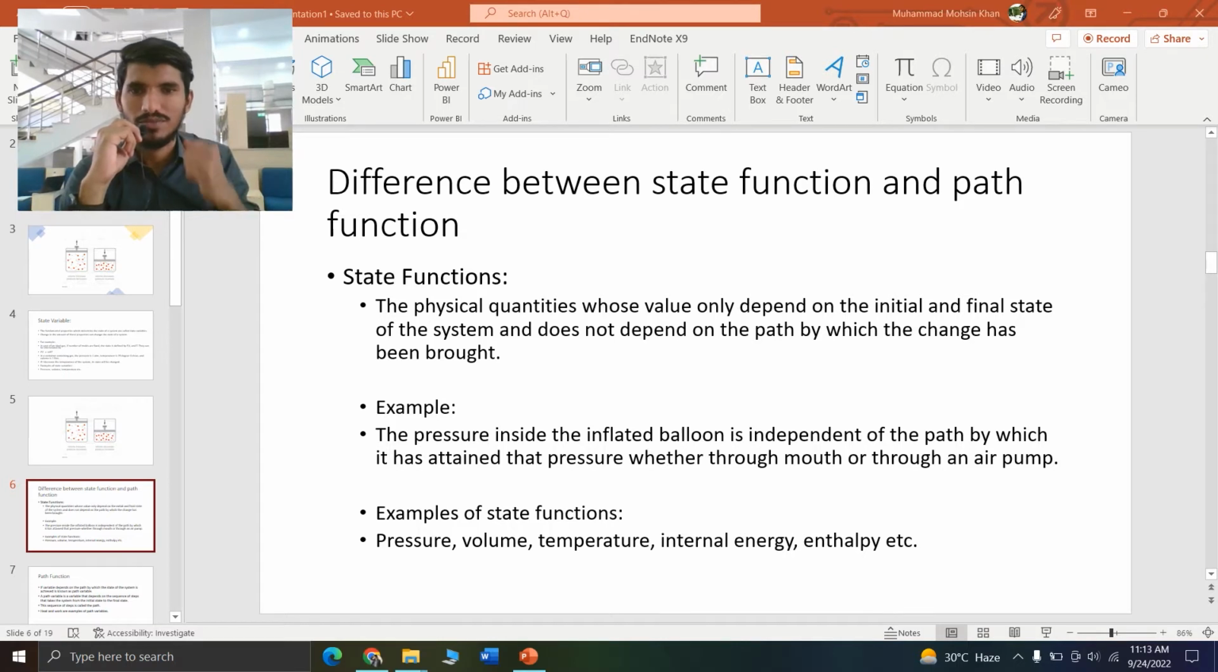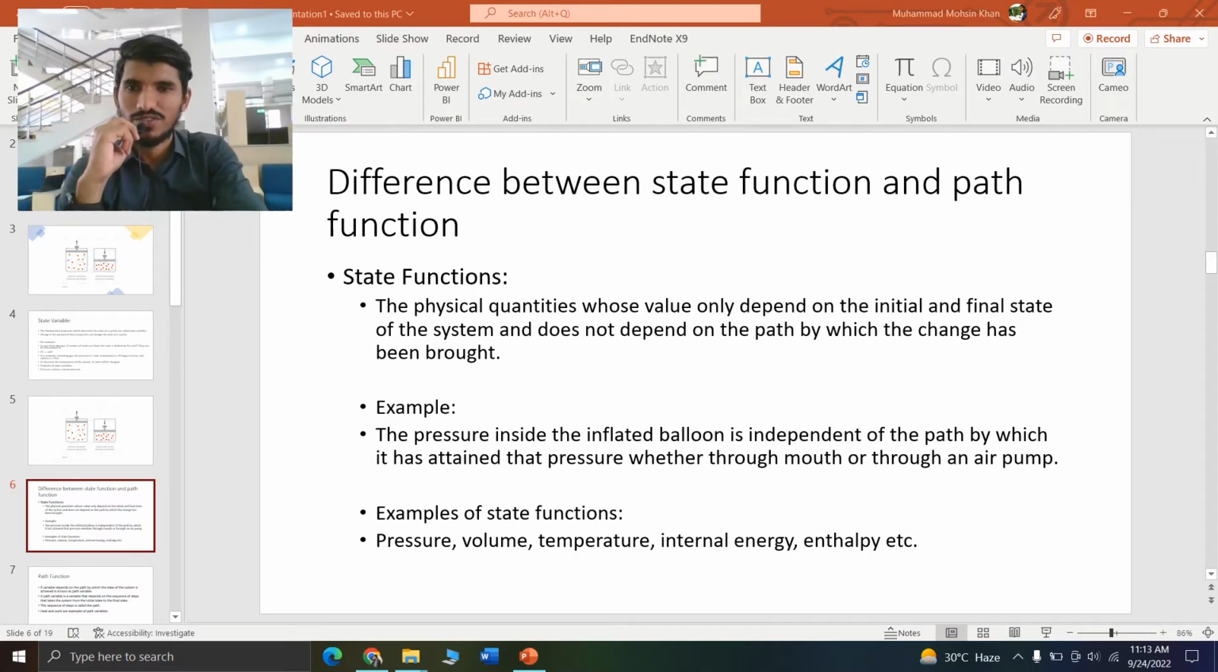So, what is an example? The example is the pressure inside an inflated balloon. Let's say you have a balloon and you blow air into that balloon. Whether the air is blown through a mouth or through an air pump, the pressure does not depend on that. The pressure only depends on the initial and the final state. Examples of state functions are pressure, volume, temperature, internal energy and enthalpy.